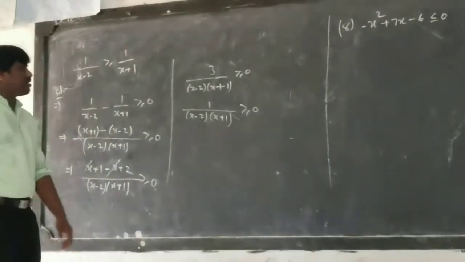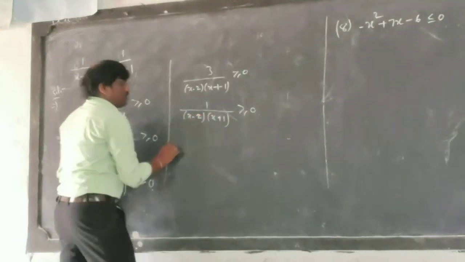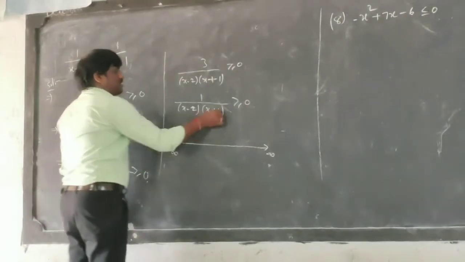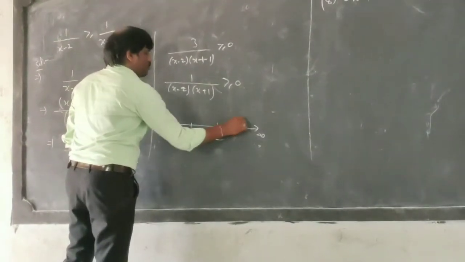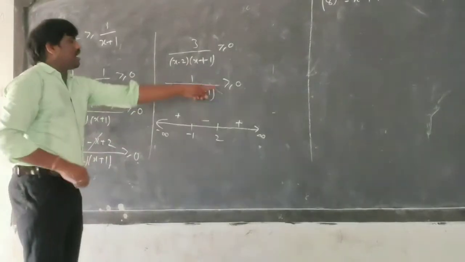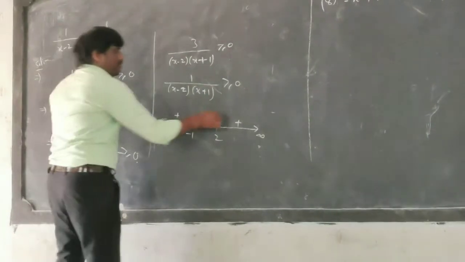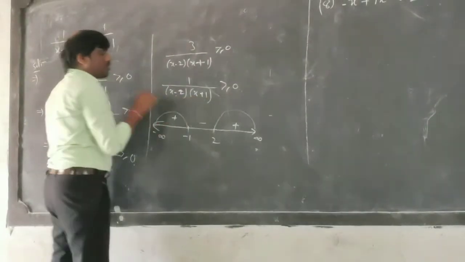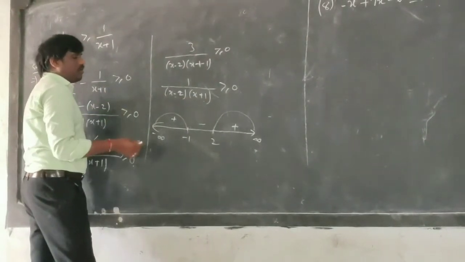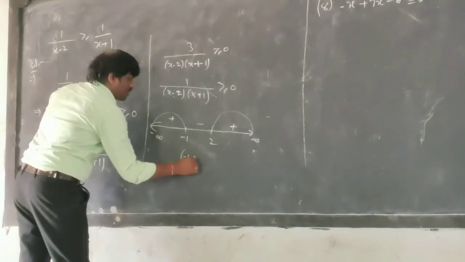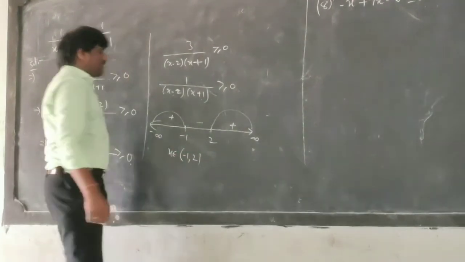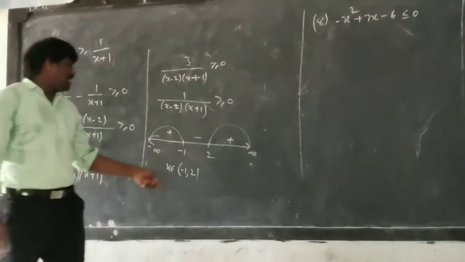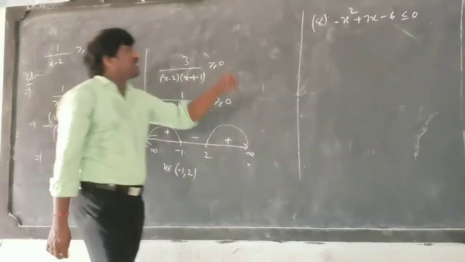So you got this one, right? You have to find the solutions of this one. Take the number line, you have minus infinity to infinity, mark the zeros: here minus 1, and this is plus 2. Plus, minus, plus. Plus 1 is the right answer, and the denominator should be excluded, it should not be included. So the answer is minus 1 comma 2. x belongs to minus 1 comma 2 is the right answer. Let us go for the next question.